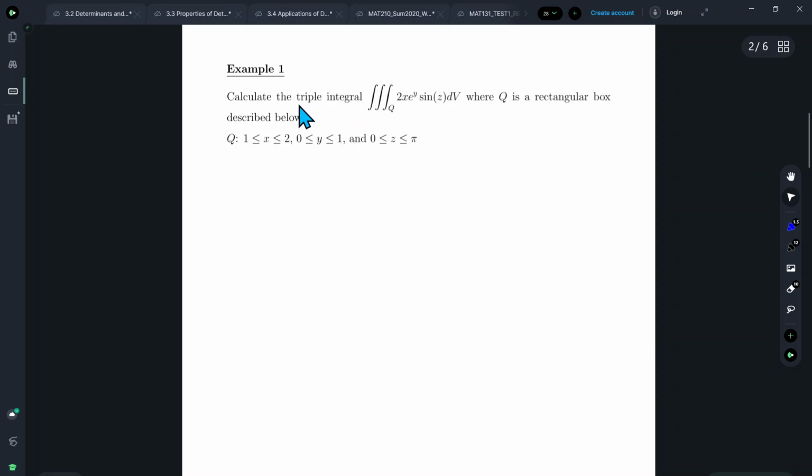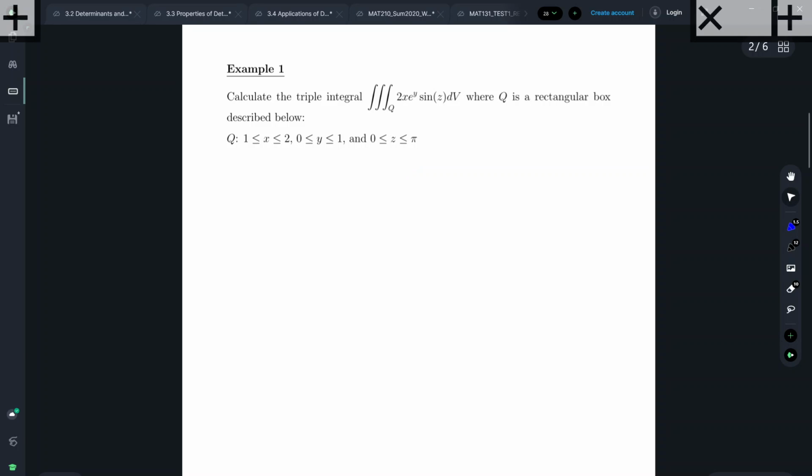Okay, so in this example, we want to calculate this triple integral over a rectangular box, and here the Q is described here. So basically the limits of integration are already set up for us. So we just need to set up the triple integral. So first here we have to decide on the order of integration. So let's say we do dx, dy, dz. So z would be the outermost integral.